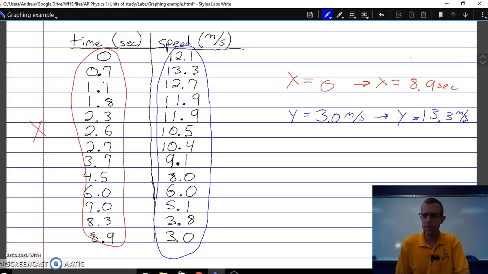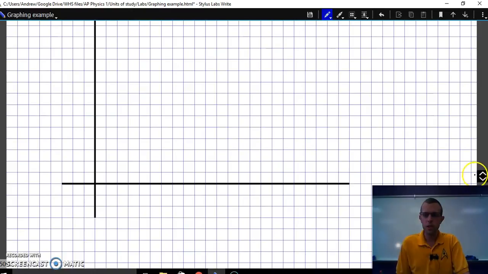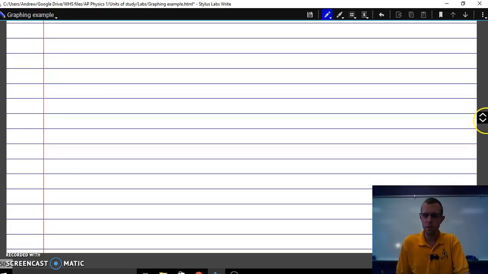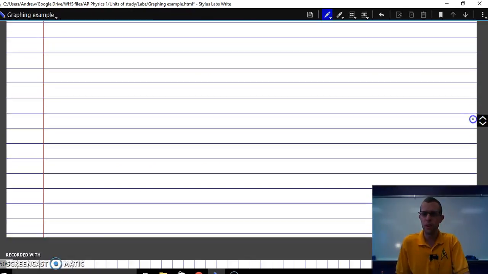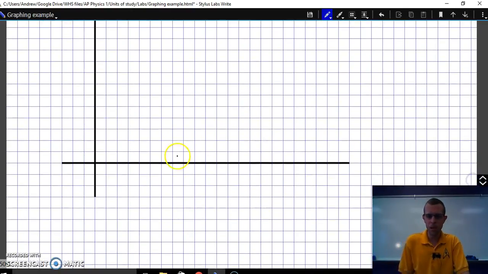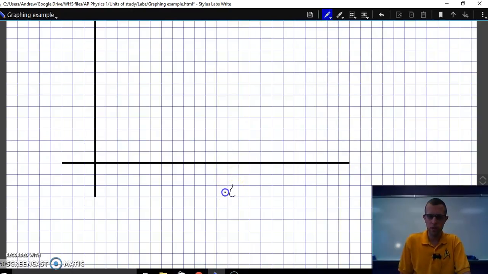So let's look at the x-axis first, and I have a set of axes made already. We needed to go in the x-axis from 0, let's see, I already forgot the number, 0 to 8.9 seconds. All right, so I'm going to go ahead and label the x-axis. This is time, and that'll be in seconds. And I need to go from 0 to 8.9.